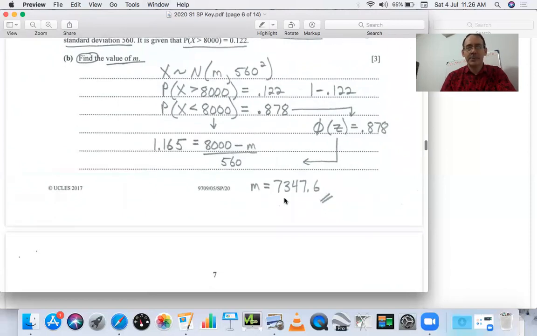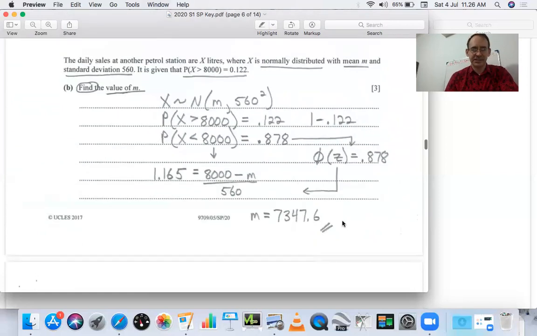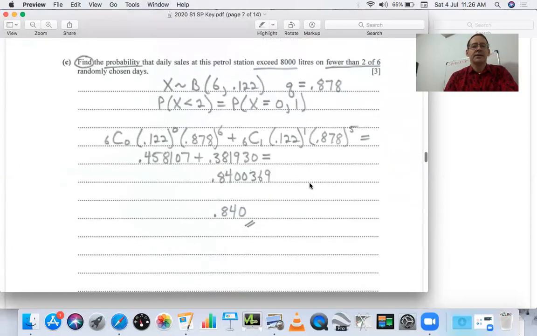Your m, or your mean, your average number of liters that this gas station sells is 7,347.6 liters of gasoline. That is the average for this gas station. Okay, so that was just another variation of the normal distribution question, just put the variable in a different spot.